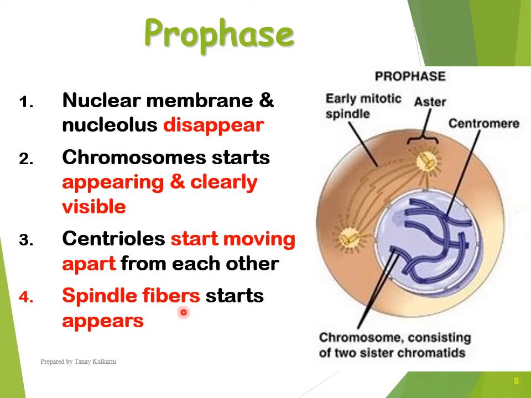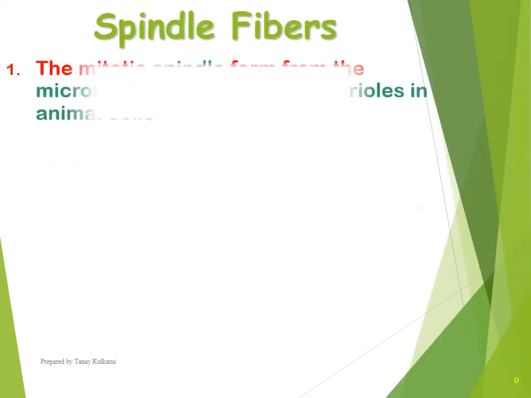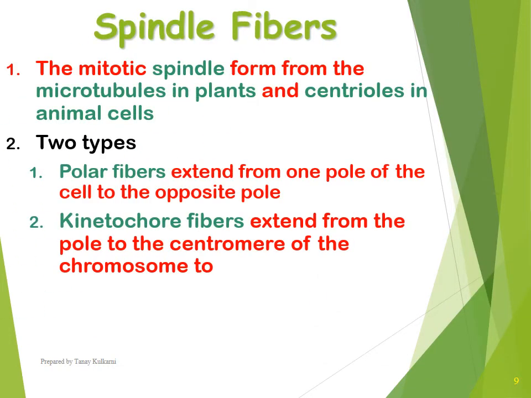Spindle fibers originate from the centrioles, and they are of two types. As I told you, what are spindle fibers? They are the mitotic spindle formed from microtubules in case of plant and centrioles in case of animal cell. Remember, centrioles are absent in plant cell. So how is it possible that plant cell will divide? So the plant cell divides by using microtubules.